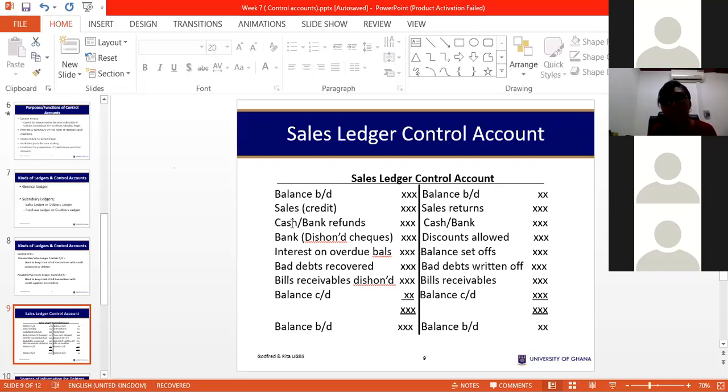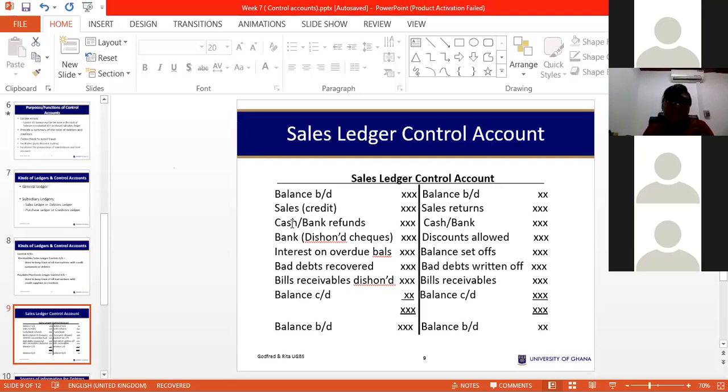Bills receivable dishonored works like checks. There are times that people will give a promissory note or a bill that you can only cash after a while. So it's like a post-dated check or a bill or a note. Okay, and so when the time is due and you send it and it is dishonored, it means that the customers are still indebted, they haven't paid. And so it increases the indebtedness of the customers.